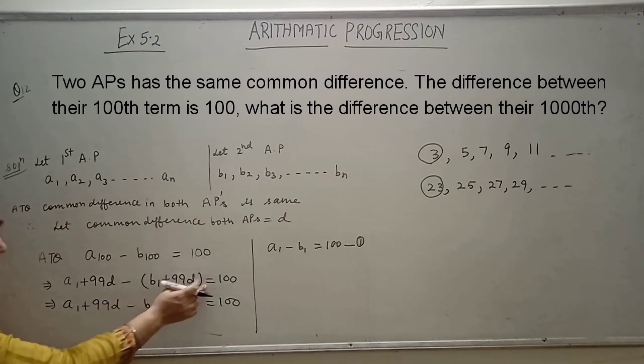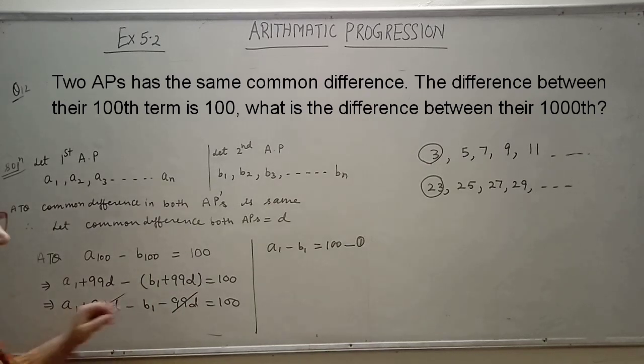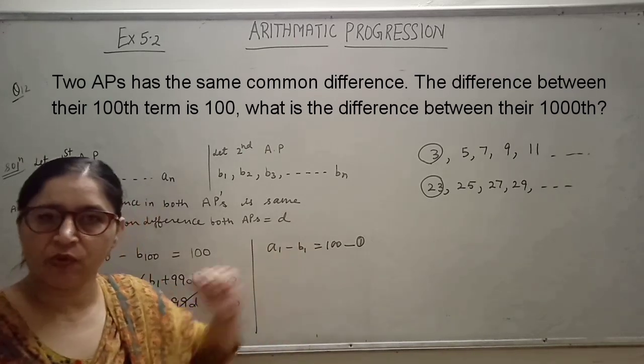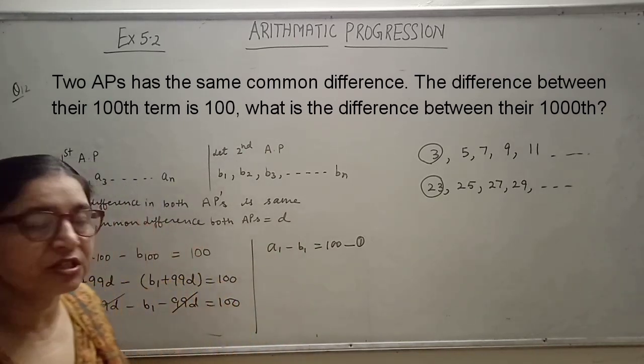After opening this bracket, this 99d will be cancelled with minus 99d. You are left with a1 minus b1. That is equal to 100. Name it 1. Now you are to find out what is the difference between their 1000th term.